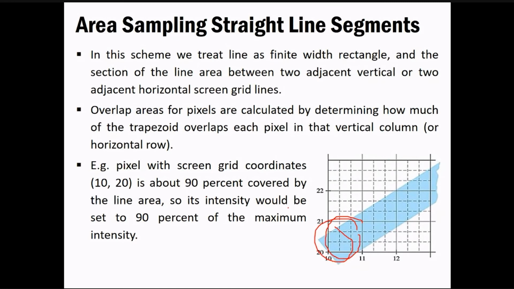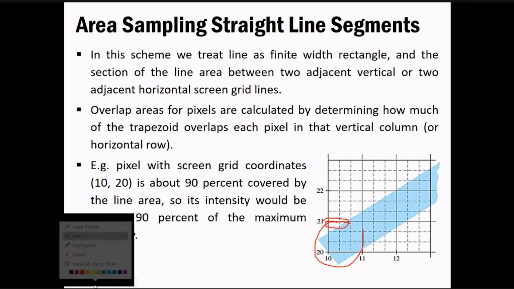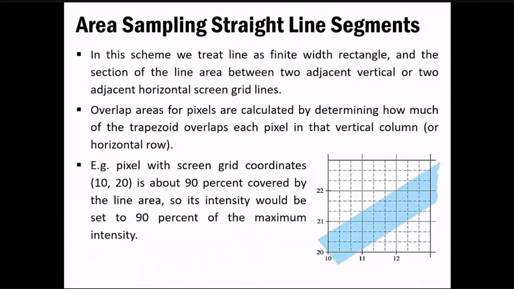Okay, so it is 90% covered, as you can see over here, because the thing that is passing through that pixel covers 90%, and only a few things are remaining at this side. So its intensity would be set to 90% of the maximum addressable intensity. If the maximum is 1, then 90% of that value should be given to this pixel, that is equal to 0.9. That is how you can set the intensity value in area sampling for a straight line segment.